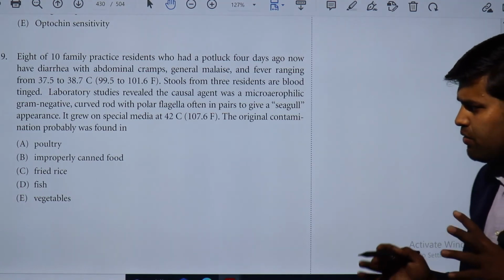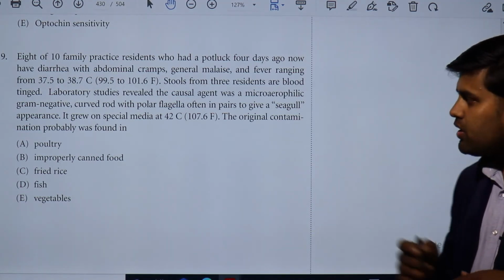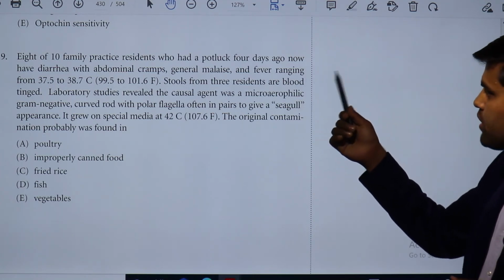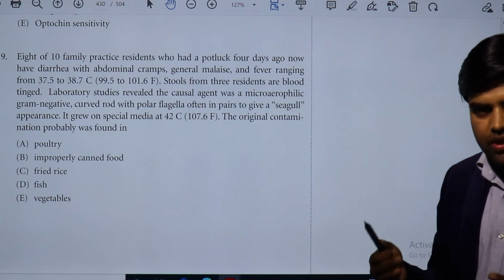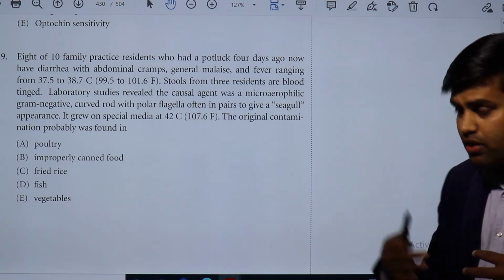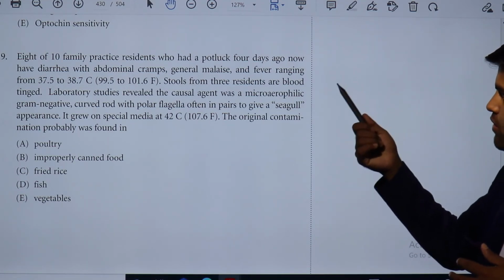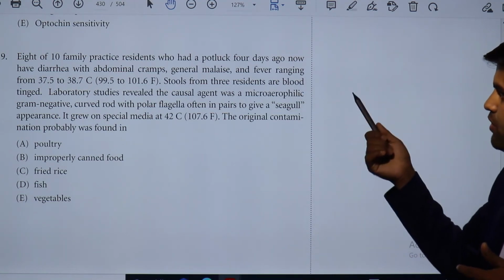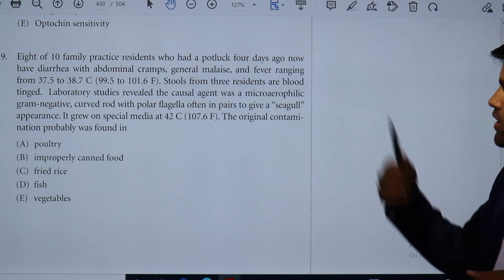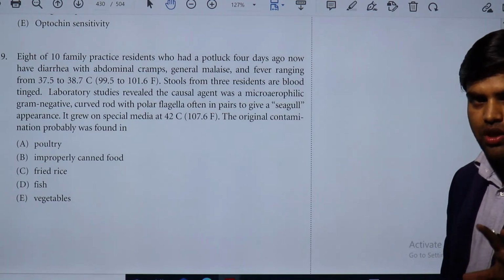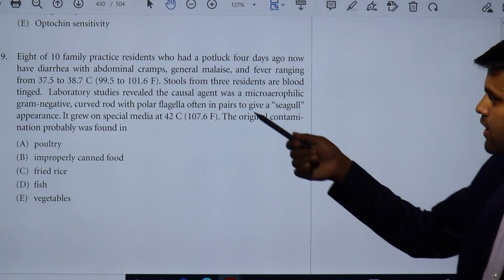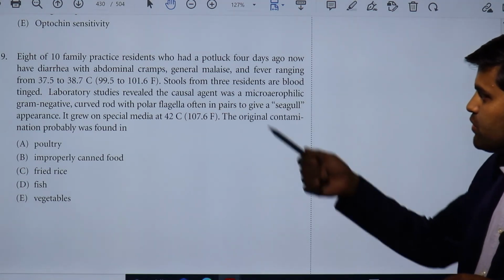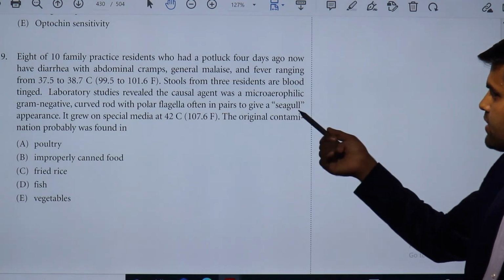So look, they have given you a lot of information. They are actually saying there is a family who had a potluck 4 days ago and now have diarrhea. So there is obviously a bacterial infection from this potluck, and they have diarrhea and abdominal cramps, general malaise, and fever is also there. There is bloody diarrhea, so blood is in the stool, and they have also given you a diagnosis. Laboratory studies reveal a microaerophilic gram-negative bacteria with polar flagella, curved rods, and a seagull appearance.